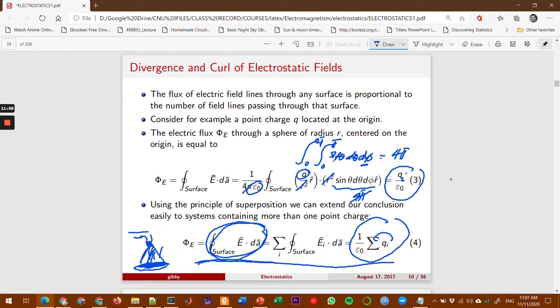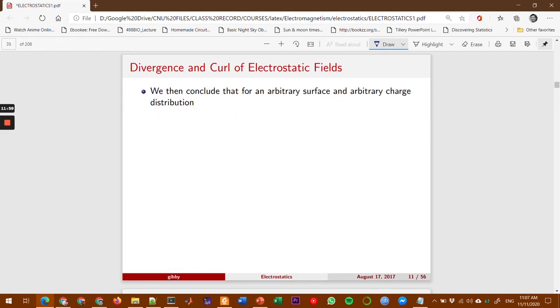The same thing with the electric field. So we then conclude that for an arbitrary surface and arbitrary charge distribution, we can have this formula, equation 5, where Q enclosed is the sum of all the total charge enclosed in your area. So in our case earlier, it was a sphere. Okay? So you count the electric field lines, that is your flux. That is equal to the charge enclosed given this area. Calculate the flux. So you have Q enclosed.